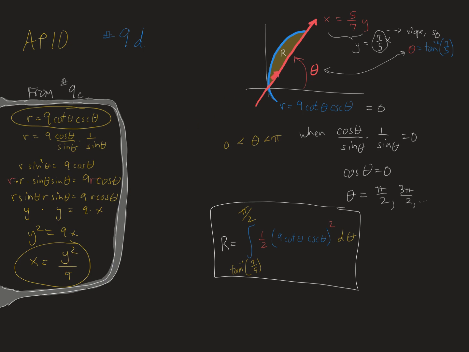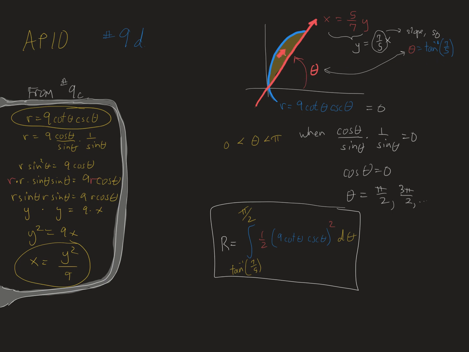Part D said find the region of R, just as an expression, but don't actually evaluate it. Well, we need this angle measure, and it's defined by this line x equals 5/7 y. So if you solve for y, y is equal to 7/5 x. There's the slope. The slope is the tangent. So tangent of theta is equal to 7/5. So theta is the arctangent of 7/5.